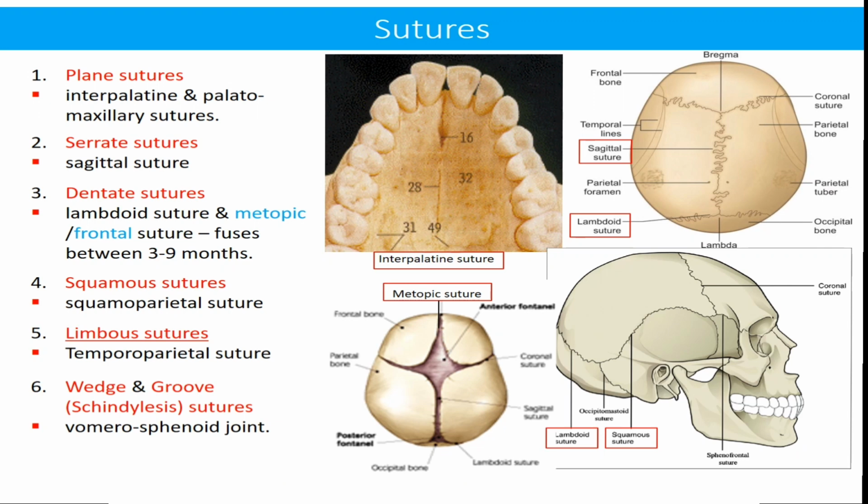Number six, wedge and groove or schindylesis sutures. Example, vomerosphenoidal joints.